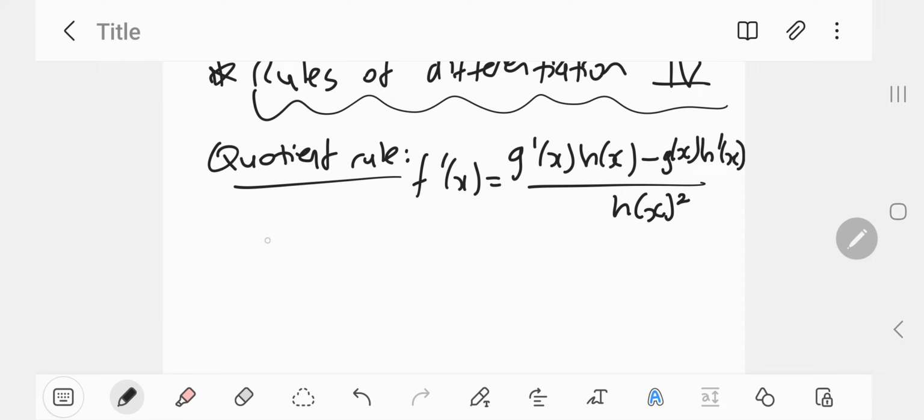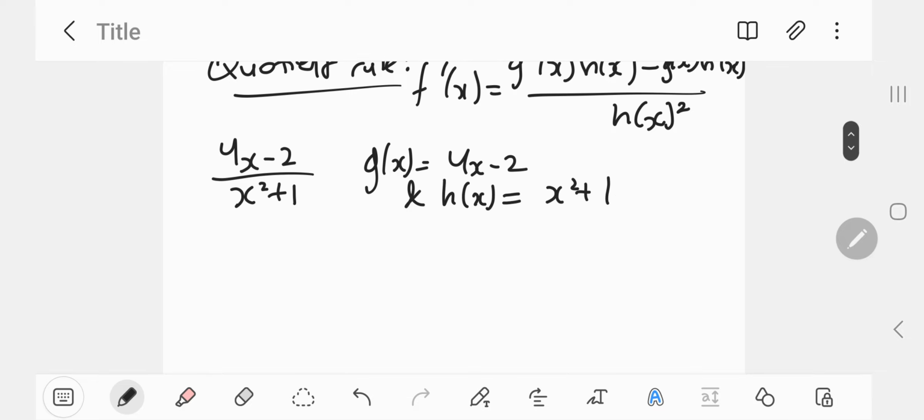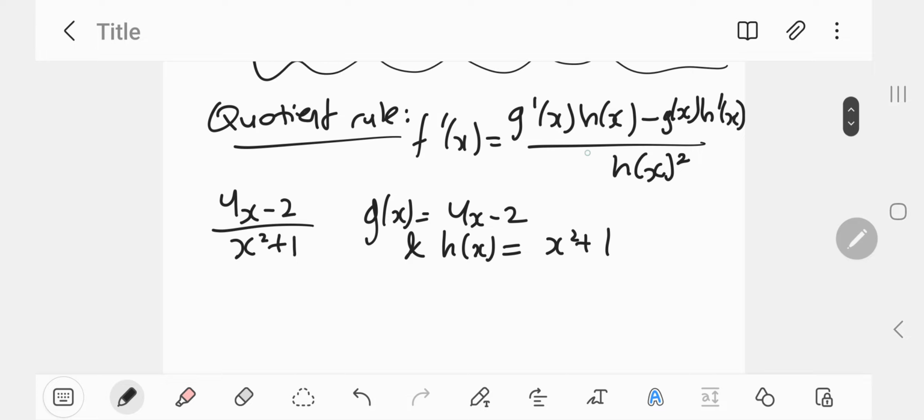So suppose you have 4x minus 2 divided by x squared plus 1. So let's take g of x to be 4x minus 2, in other words, the numerator. And let's take h of x to be the denominator, x squared plus 1. So let's use the rule at the top. The rule at the top tells you to find the derivative of this. Let's call it f of x.